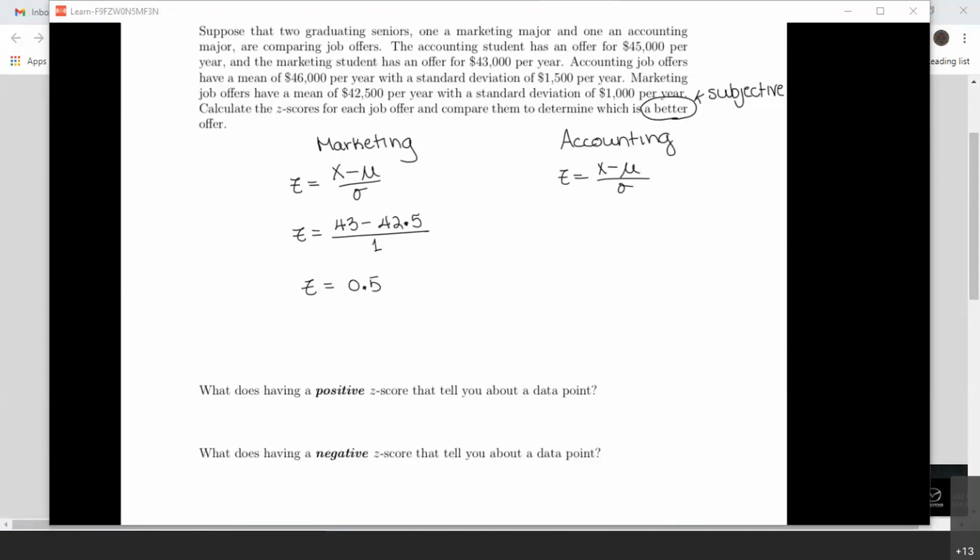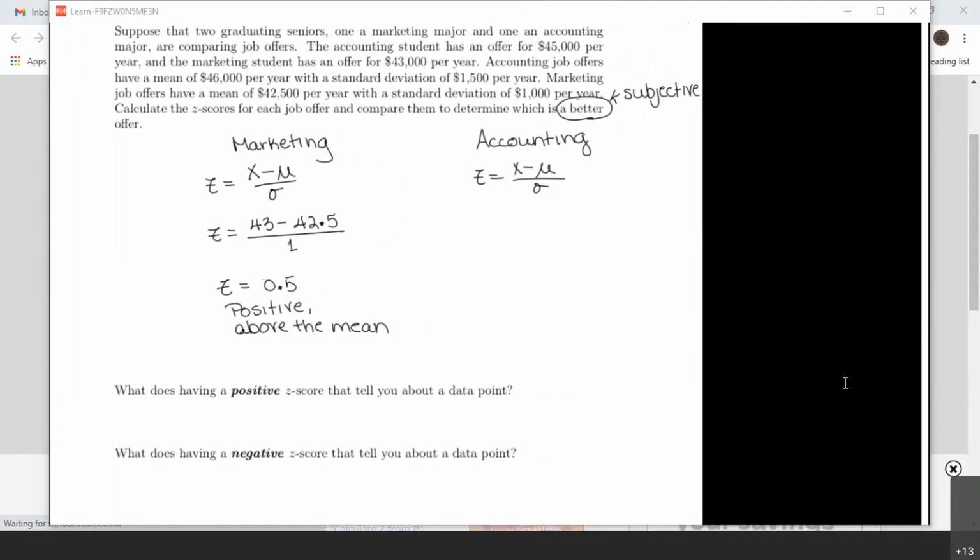It's positive, so it's above the mean. So this student has gotten a job offer that actually pays better than the average marketing student gets coming out of college. Now let's do the accounting student.